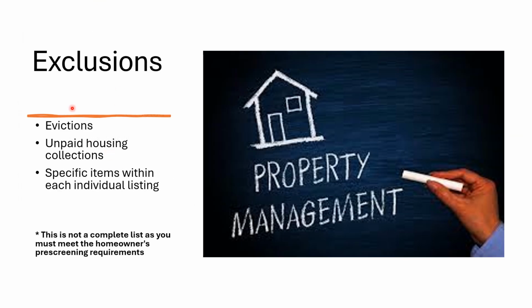Lastly, there are some exclusions, things we don't necessarily work with, which is evictions, some unpaid housing collections, and then also some specific items within each individual listing. So we can go back. In the information paragraph that we saw earlier, paragraph number 1, say it's not a pet-friendly home, and you apply and you have 10 pets, that could be cause for turn down.